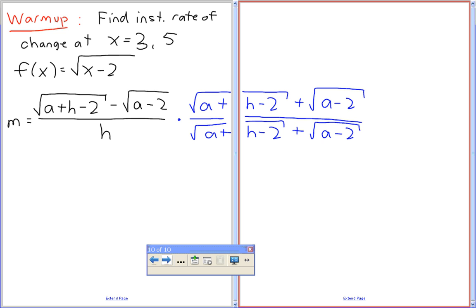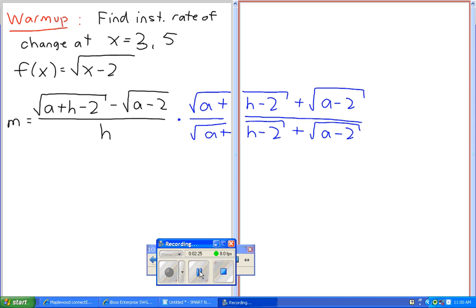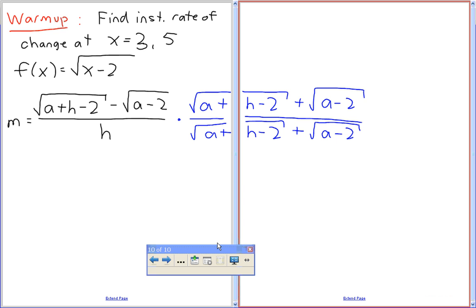Can you refresh why we're doing this? What is this doing? This is called rationalizing. I'm going to stop the recording right now, and you guys are going to FOIL that out and tell me what you get. Okay, I'm going to start though with the back. The back is already done. I guess we're doing Ben.